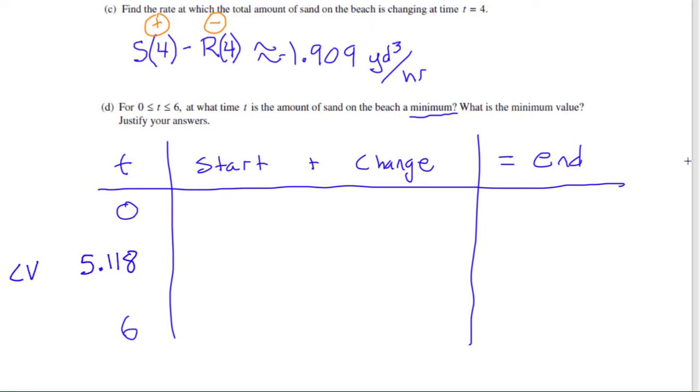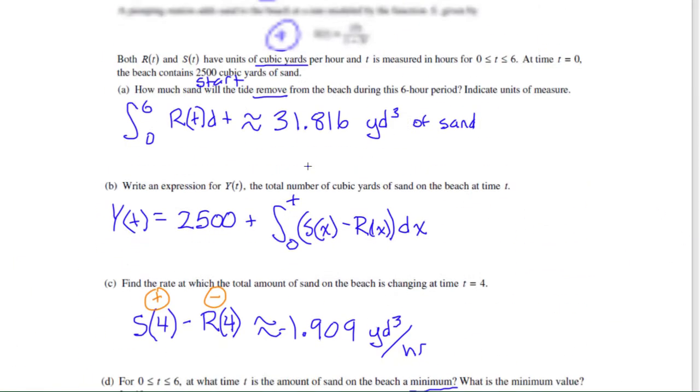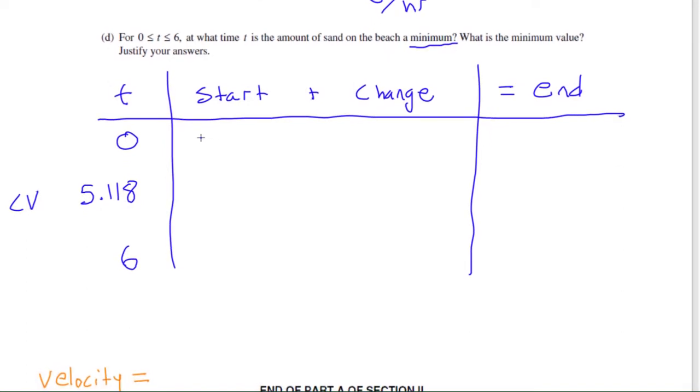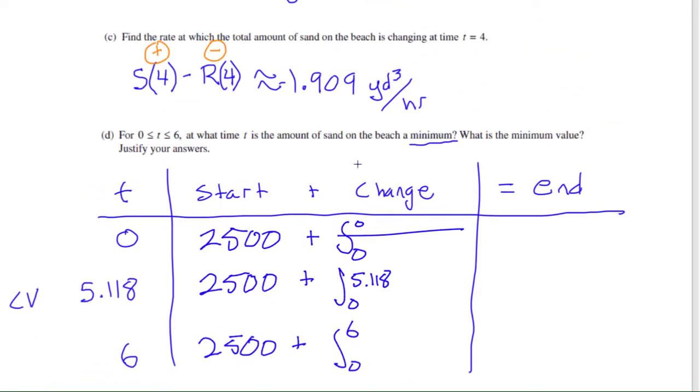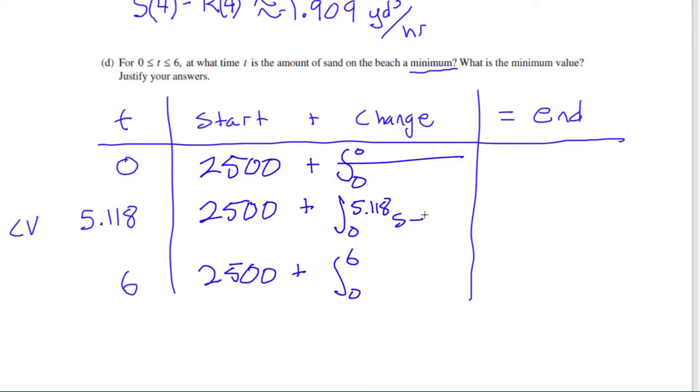All right, and then my start value is always going to be 2,500. Wow, this is going to be a long video because I'm not even onto the packet yet. Plus the integral of, don't care because it's going to be from 0 to 0. This is going to be the integral from 0 to 5.118. This is going to be the integral from 0 to 6 of r positive minus the negative, so s minus r. I'm going to abbreviate because I really want to just get through this.